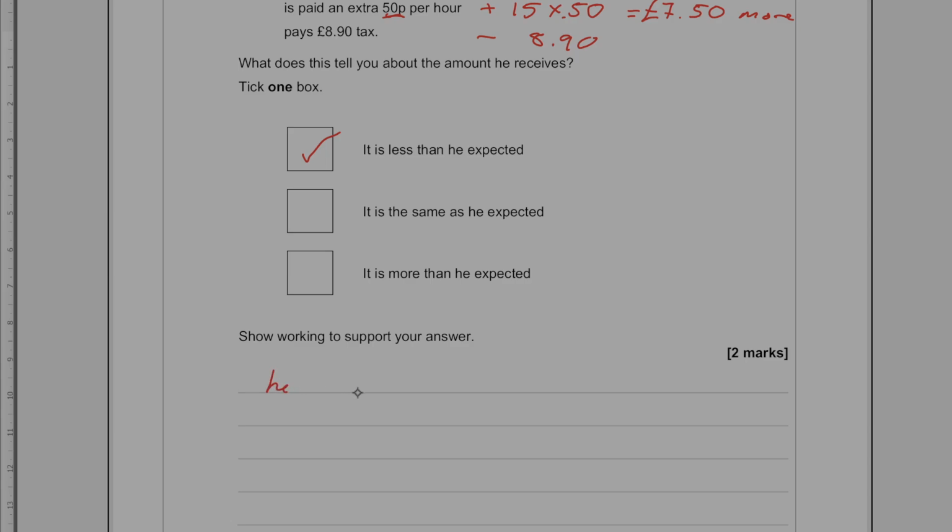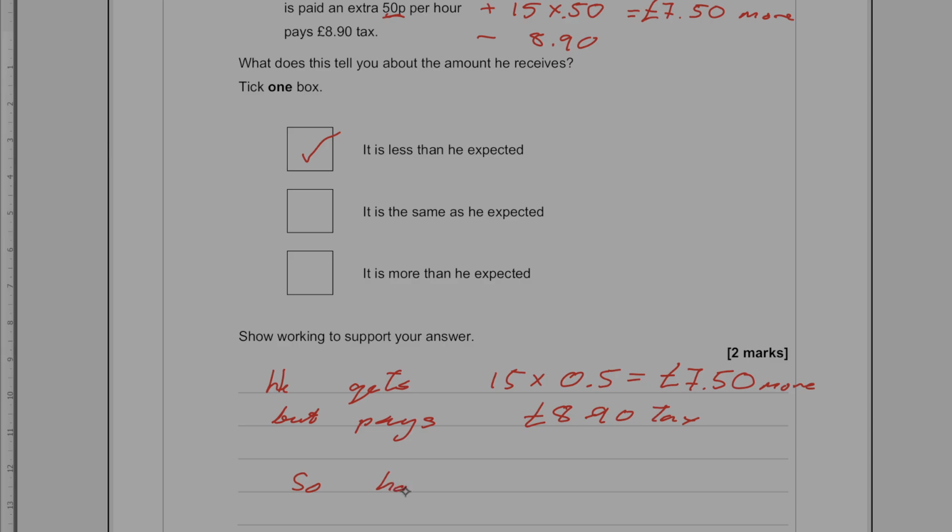So he gets 15 times 0.5, £7.50 more. But he's paying £8.90 tax. So he has less money.